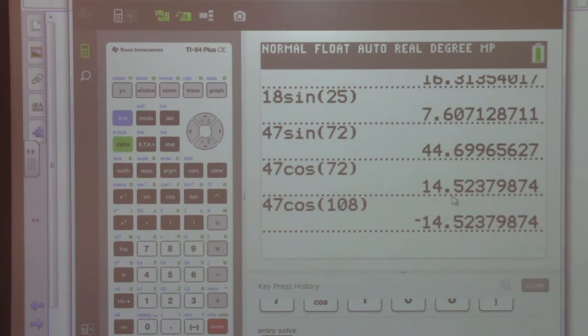Okay, so one of these is right. Is it 47 cosine 72 degrees, or is it 47 cosine 108 degrees? So you're right, 108 is right. Why is 108 right? Because second quadrant. Very good. Thank you, Jana.